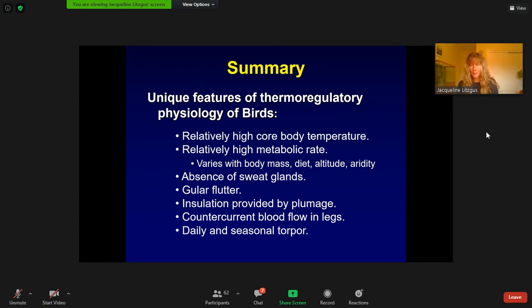And then seasonally they'll get more feathers in the wintertime. They have that incredible countercurrent blood flow in their legs so that they don't lose heat by conduction when their skinny, naked legs are standing on cold surfaces.